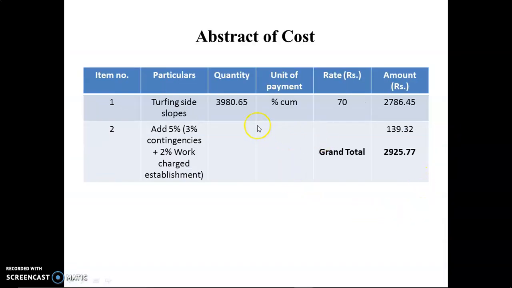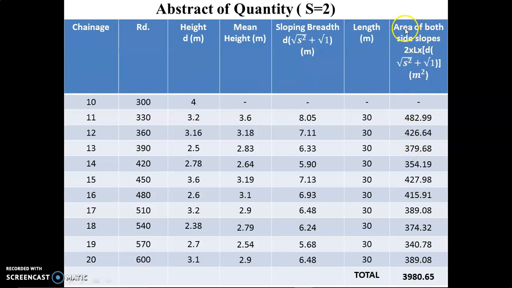After finding this quantity, we multiply it with 0.7, because the rate is given per 100 cubic meters. So we multiply 0.7 into 3980.65, and we get 2786.45. Here we add 5% contingency, meaning 3% contingency plus 2% work charge establishment, 139.32 we get, and the total amount of turfing or pitching is 2925.77.